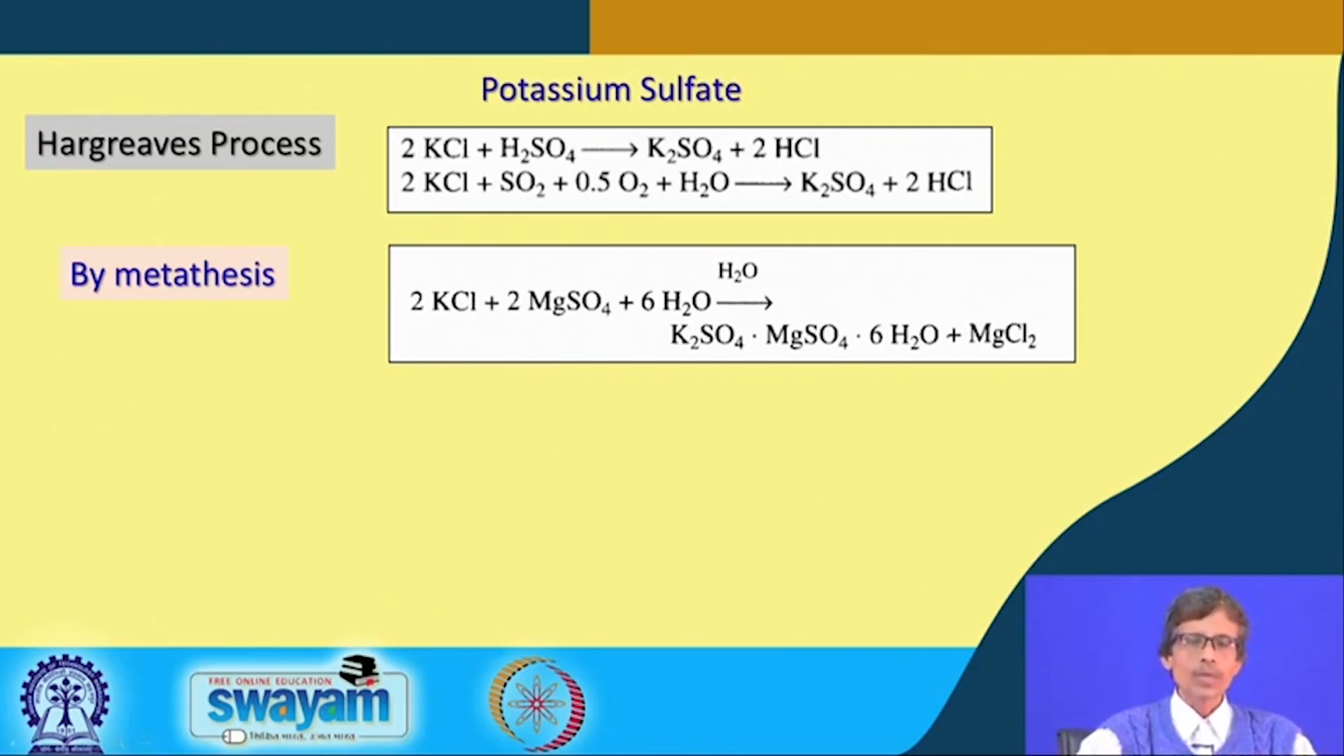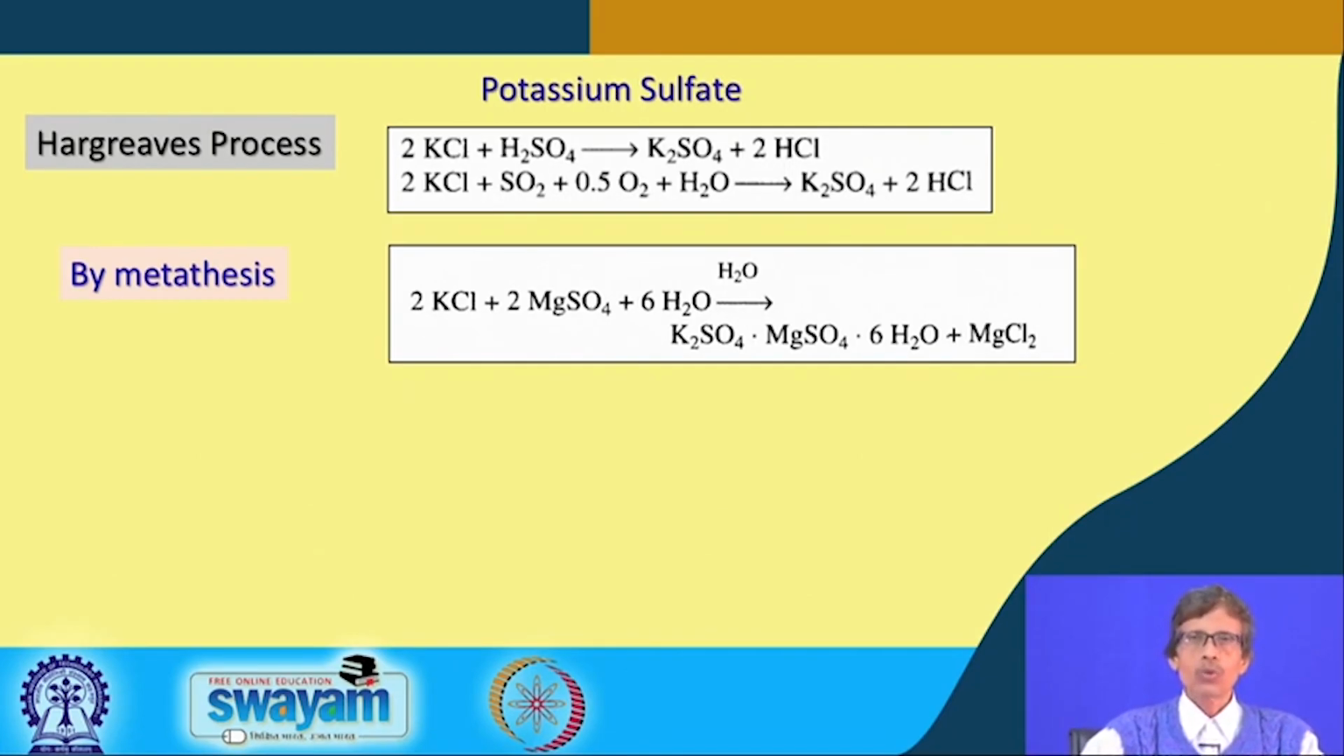So, whatever magnesium sulfate you are using as your starting component, your basic idea is very simple: you are not only producing potassium sulfate, because our idea is not just to produce potassium sulfate, because the price of potassium sulfate would be less compared to this particular complex double salt.